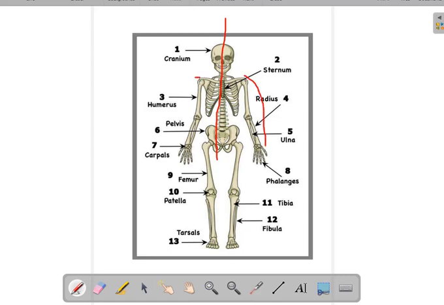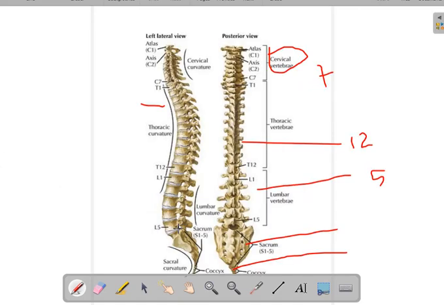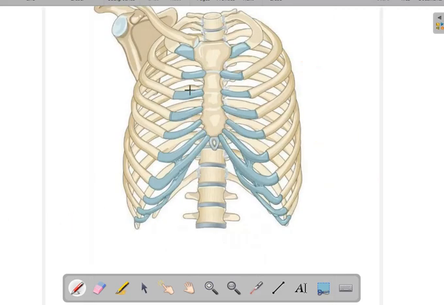The axial skeleton is formed from the skull, the vertebral column, which is formed from 33 vertebrae, and the thoracic cage, which is formed from the sternum and the ribs, 12 pairs, 12 ribs on each side, and the thoracic vertebrae behind.